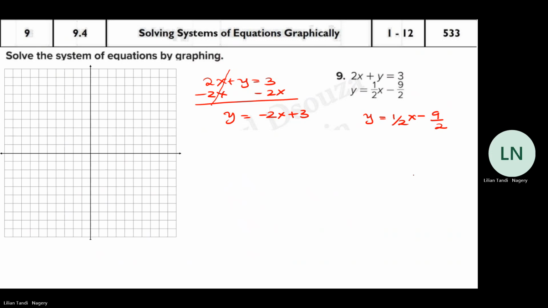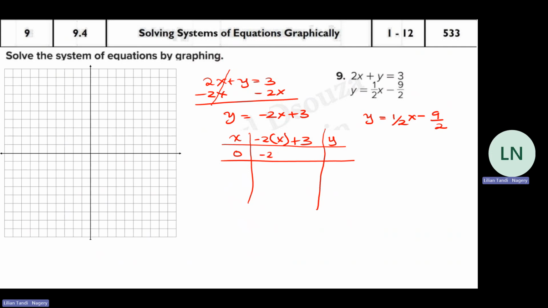So you're going to draw a jadwal for this one. Okay, I'm going to put here x, I'm going to put here y, negative 2 bracket x plus 3. When x is 0, negative 2 times 0 plus 3 will be 3. Okay, and then I did 2. I got negative 1, negative 2 times 2 plus 3, negative 4 plus 3 is negative 1.